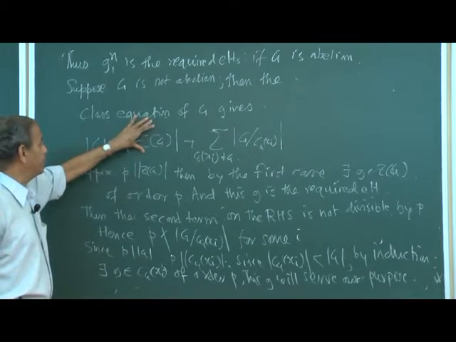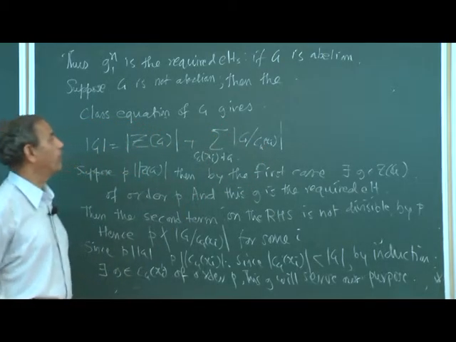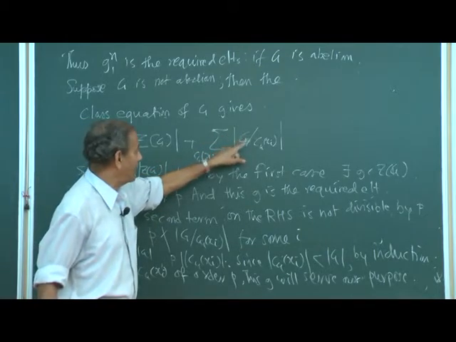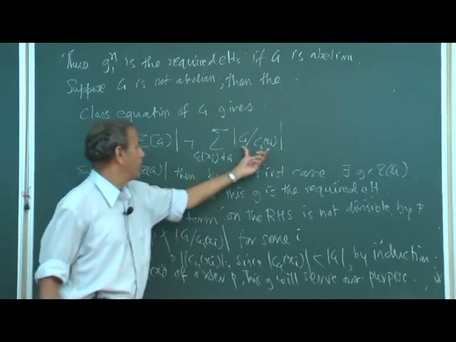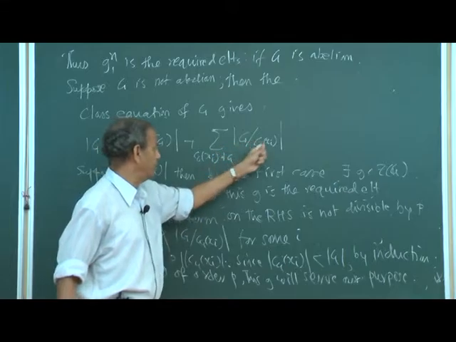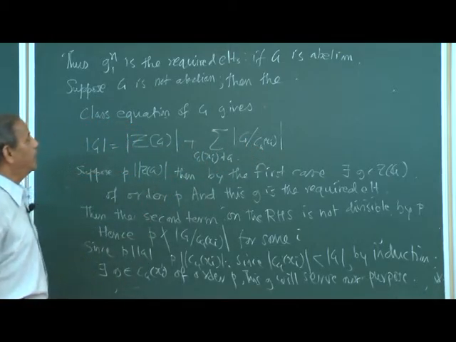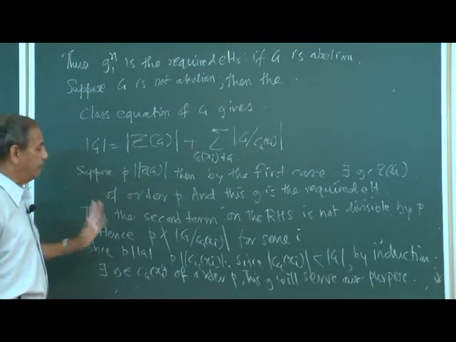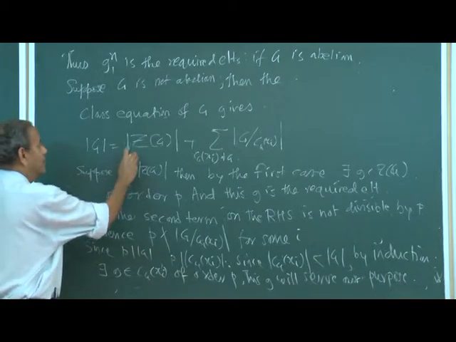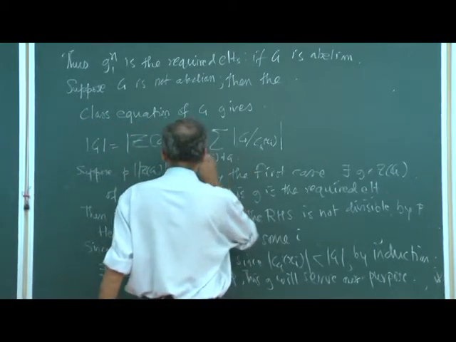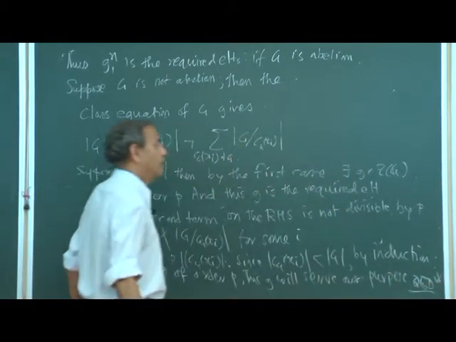Suppose this is not divisible by P, the left hand side is divisible by P, so this cannot be divisible by P. So some term is not divisible by P, suppose this term is not divisible by P, then P divides mod CG of xi, and mod of CG of xi is less than mod G. So by induction, there is an element of order P in CG of xi, and that element can be taken as the element of G, and it is of order P. And therefore, we have finished the proof of Cauchy's theorem in the second case, when P does not divide mod ZG. And it exhausts all the cases.